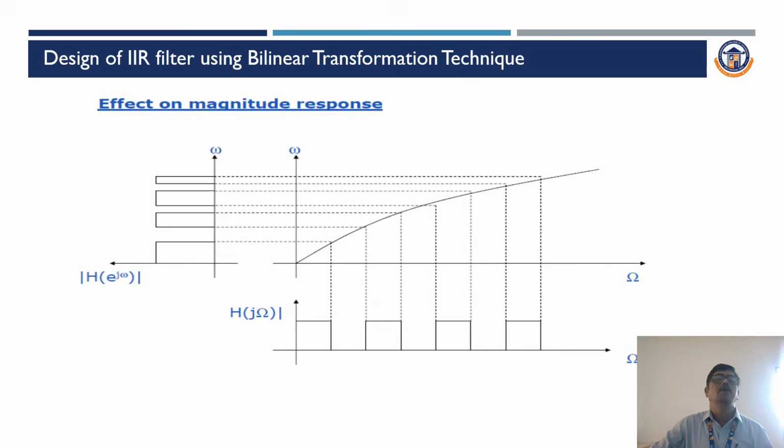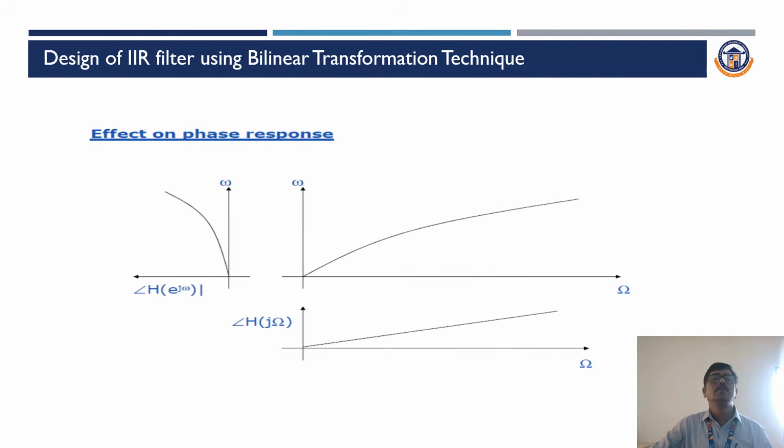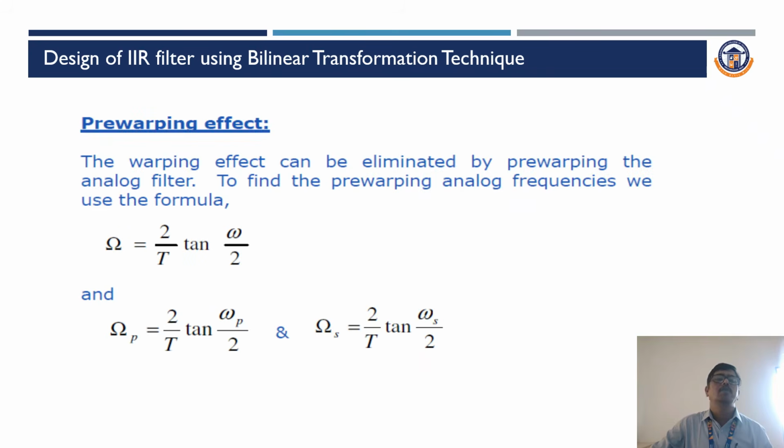You see this effect on the magnitude response. This is the digital response and this is the analog response. Similarly, see the effect on the phase response: this is analog, this is digital. This is a non-linear response, and for that reason it is called the warping effect.